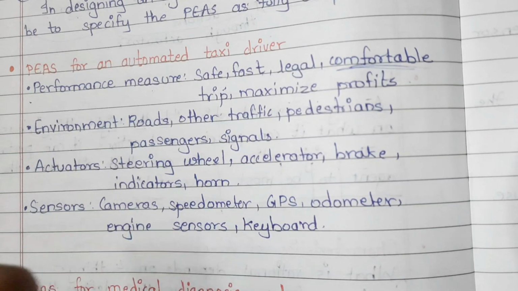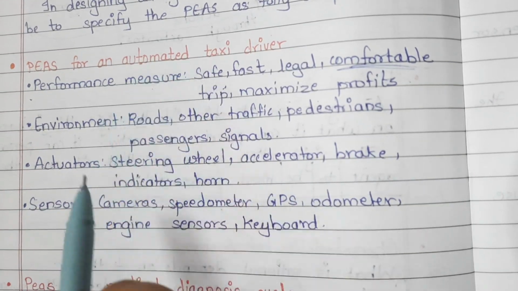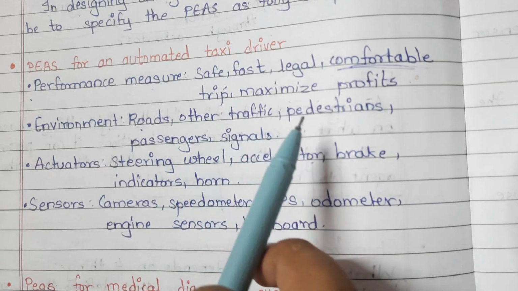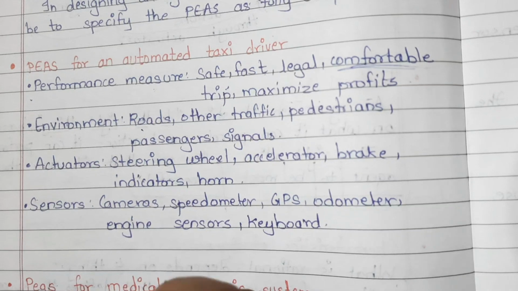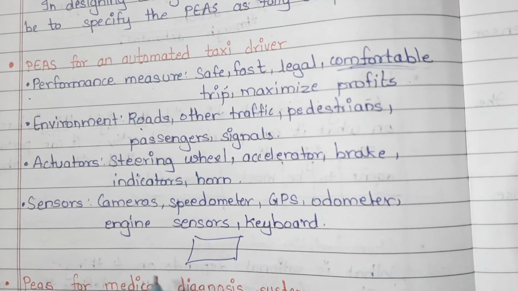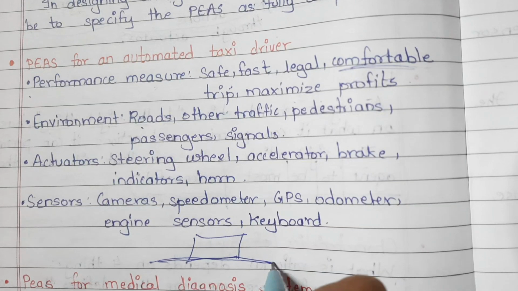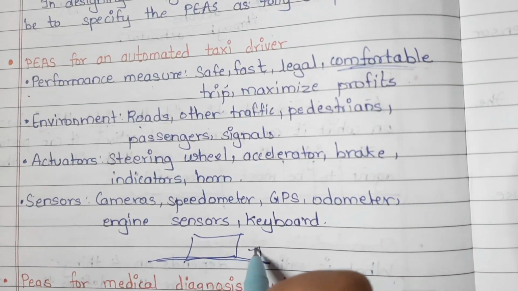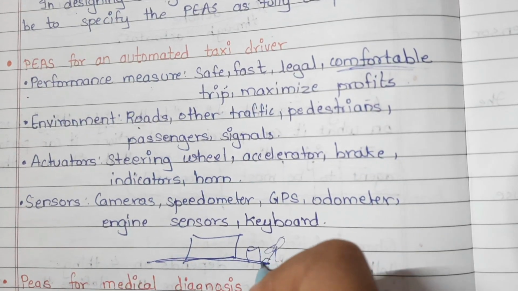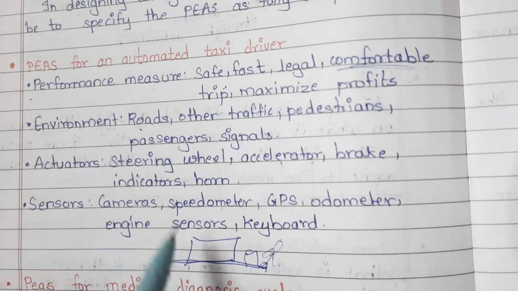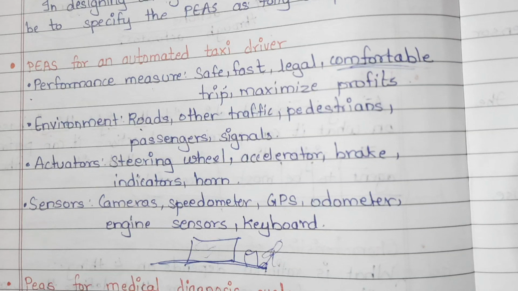So the next is environment. What is the environment of a taxi driver? Roads, other traffic, pedestrians, passengers, signals. If it is a taxi, then the road is the environment. Again, the other traffic is the environment. Pedestrians, meaning the persons walking by, are the environment. The passengers who want the taxi are also the environment, and the signals which the taxi driver has to follow are also the environment.